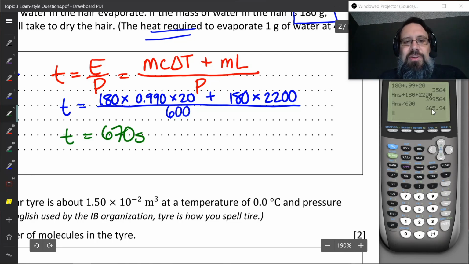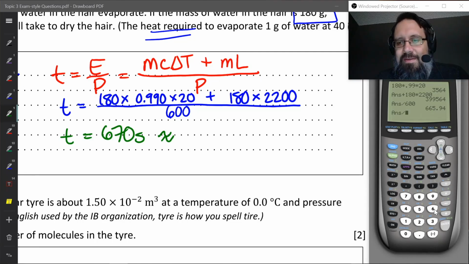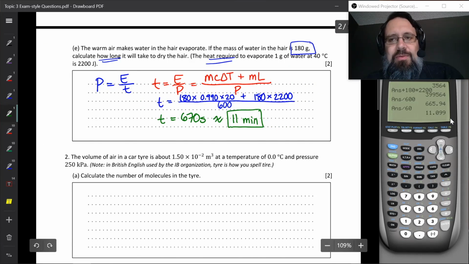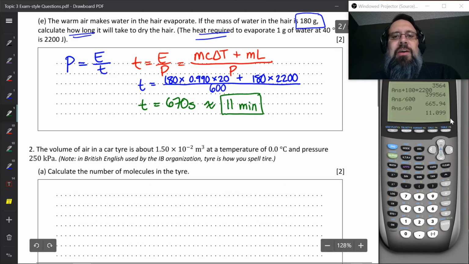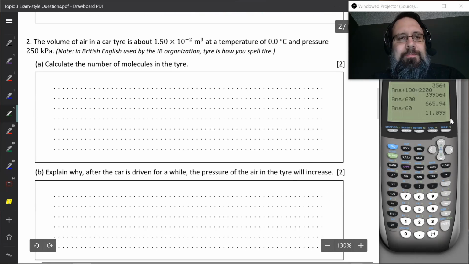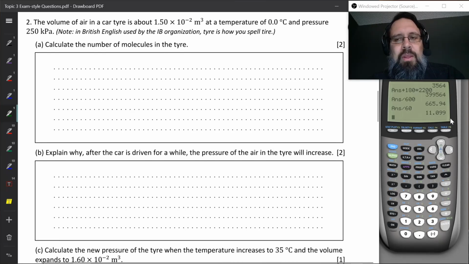Well, we can turn this into minutes. All we have to do is just divide that by 60. And so it's about 11 minutes or so. And that checks out if you've ever tried to blow dry your hair before. It's usually around that amount of time. It's probably not going to be less than 10 minutes, and it's probably not going to be longer than an hour. So it's somewhere around 11 minutes. It just depends upon how much hair you have, how much water there is in your hair. But that checks out.